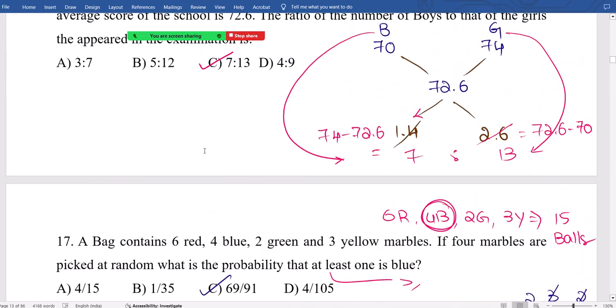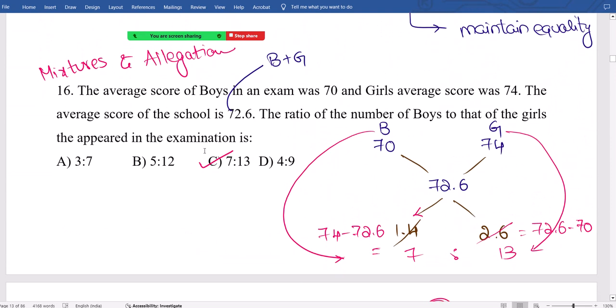Now go back to the previous one. Okay. See, this is mixing. Mixtures and allegation concept is one of the topics. First variety of rice, second variety of rice, mixing rice price. First variety, second variety, mixing one. Then you want to find the ratio how we have to mix. Then we have to take difference in opposite and put that in opposite. Take difference, put in opposite side.